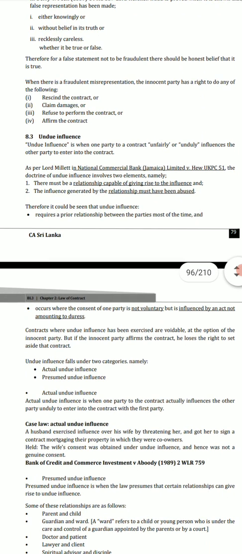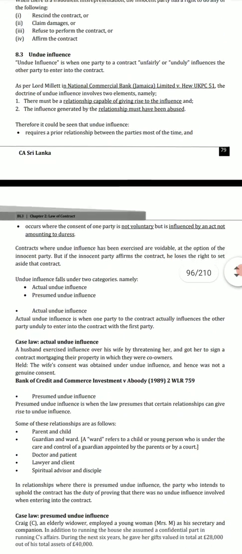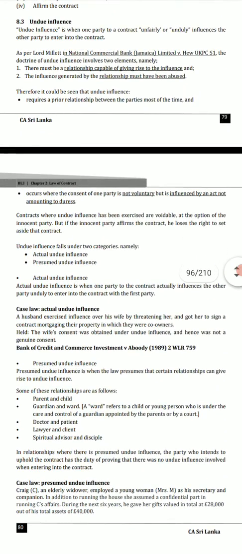So you have to prove that you have not acted voluntarily. It has to amount to duress. If a contract was made and undue influence has been exercised, it is avoidable at the option of the innocent party. If the innocent party affirms the contract, they lose the right to set aside the contract. There are actually two types: actual and presumed.